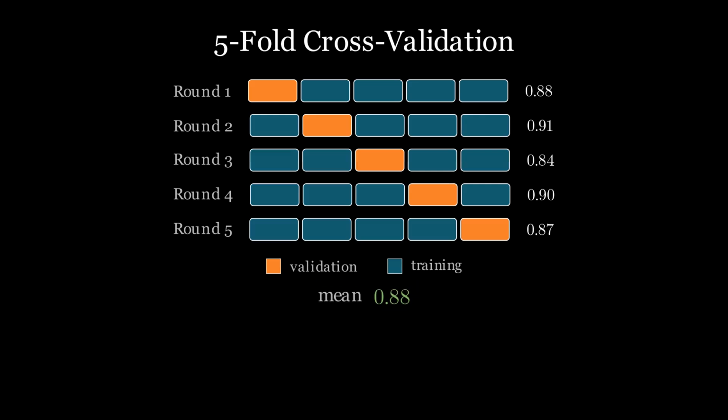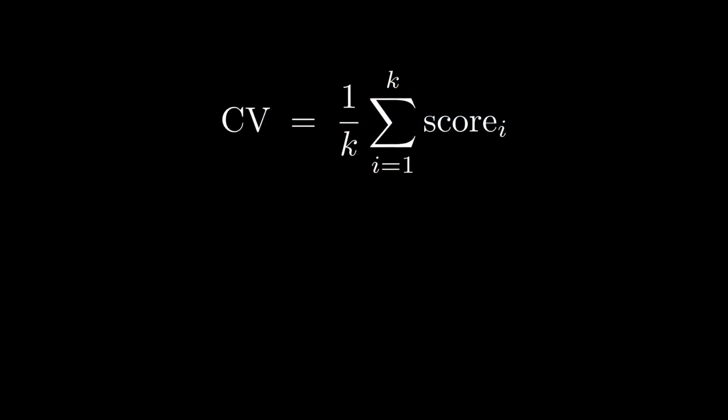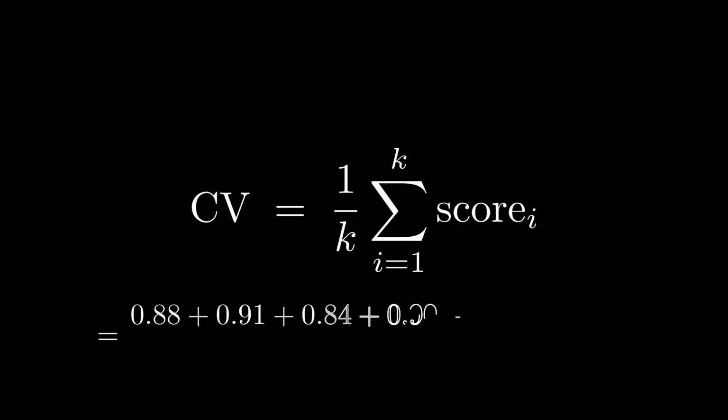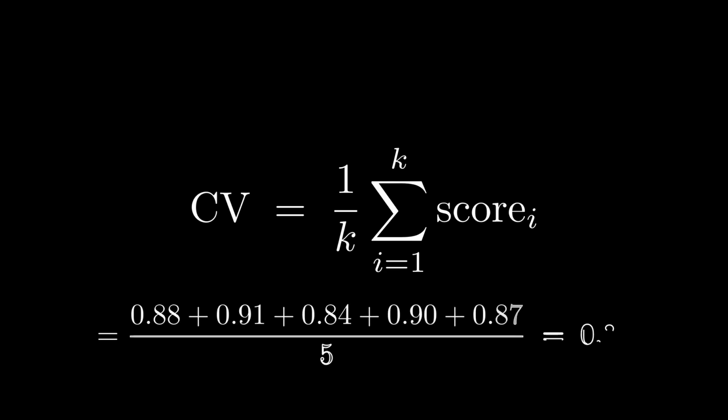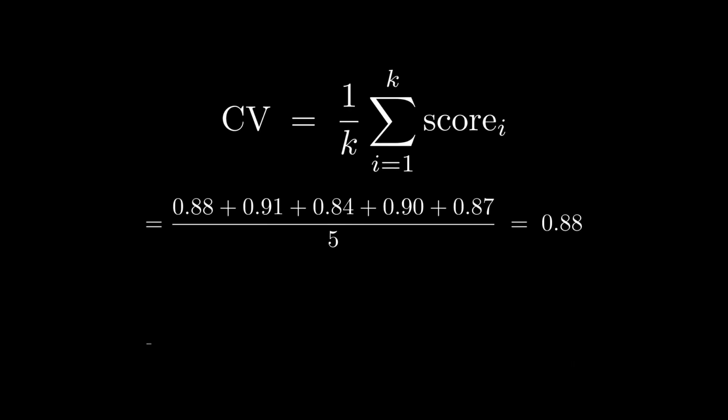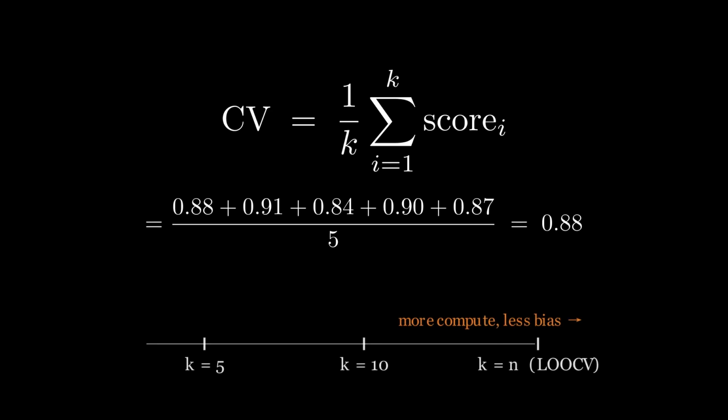Formally, the cross-validation estimate is just the average of the per-fold scores, 1 over k, times the sum of the score on each fold. Say the 5 folds give 0.88, 0.91, 0.84, 0.90, and 0.87. The average is 0.88. And the spread from 84 to 91 tells you how sensitive the model is.